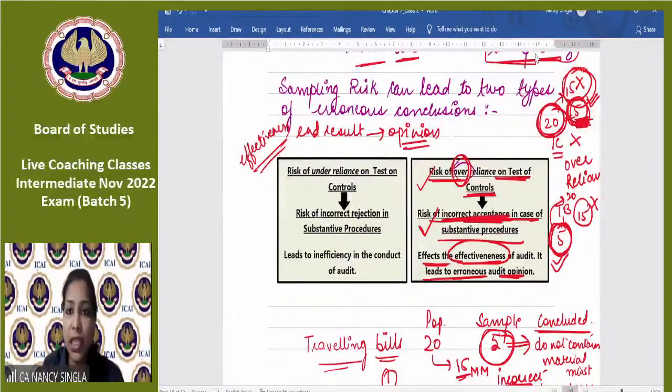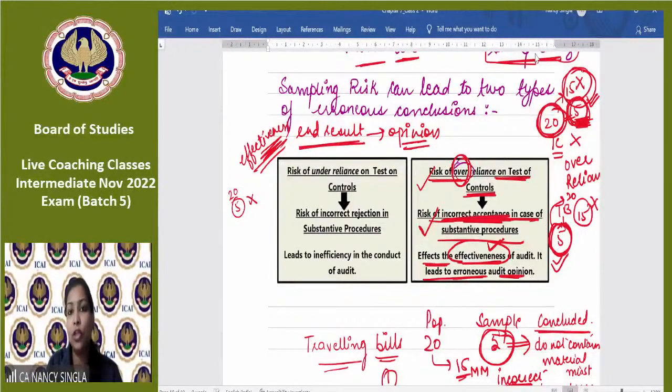So auditor तो ये believe करके चल रहा है ना कि sampling सब ठीक हो रहा है. So it will have an effect on what? The opinion. Auditor may give an erroneous, wrong audit opinion, and it will affect what? Effectiveness. Why effectiveness? Because effectiveness deals with end result. Clear? Audit में effectiveness क्या होगा कि whether the auditor is able to deliver the end result, that is the opinion. Clear?